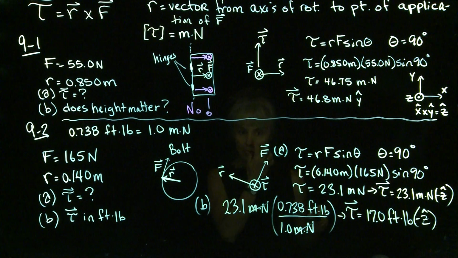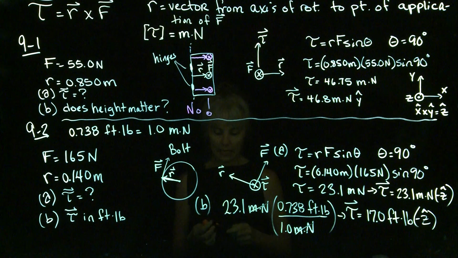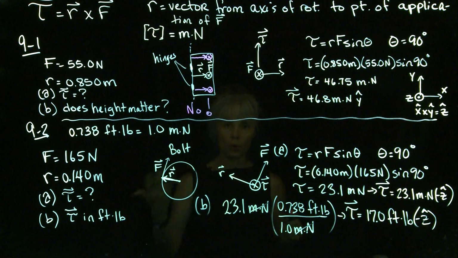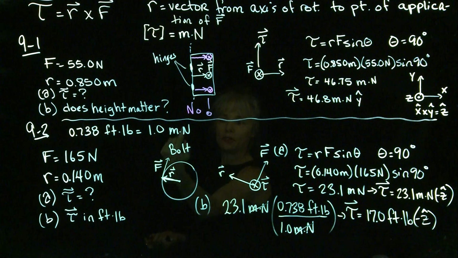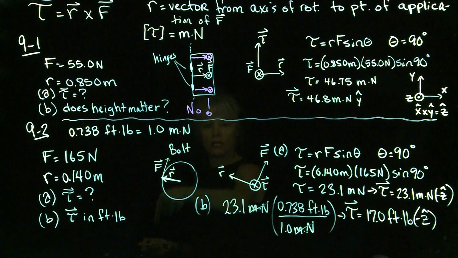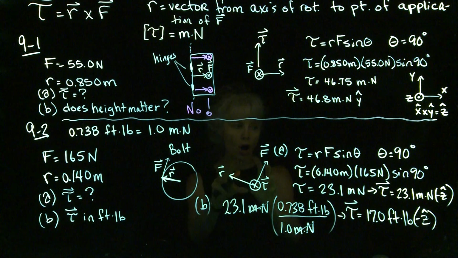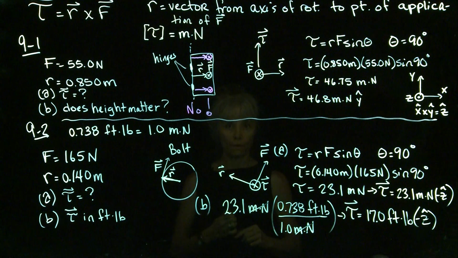Your direction may be different than mine. I drew my bolt in the plane of the board, that made F and r both lie in the plane of the board. And because of the direction I chose for F, I could have chosen F downward. If I had chosen F downward, then r cross F would have given me a torque that is pointing out of the board instead. That would have been the positive z direction. But notice that my drawings and my resultant answer all correspond, and that's what's important for you.